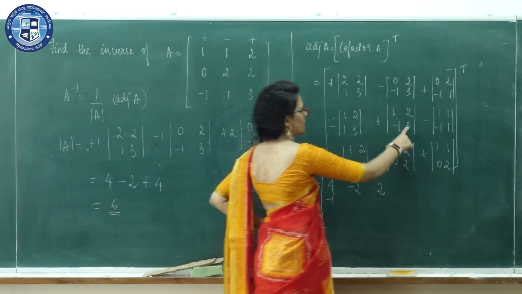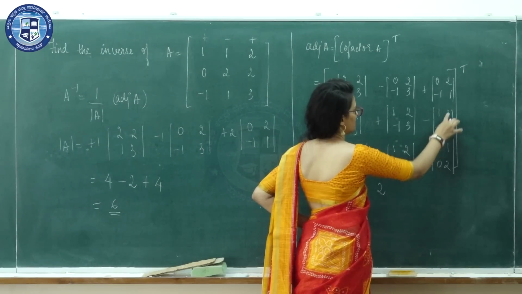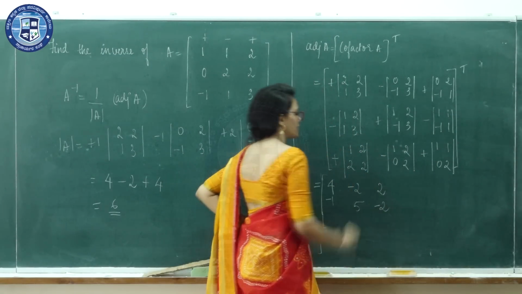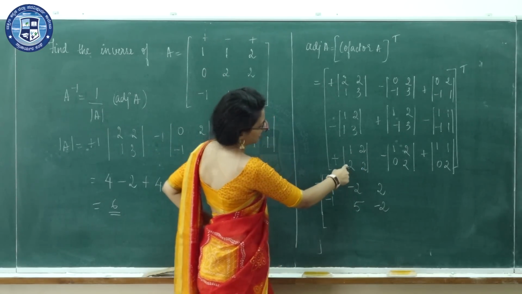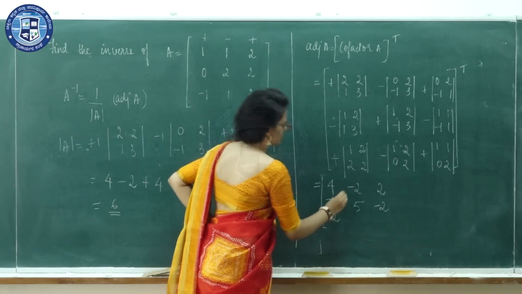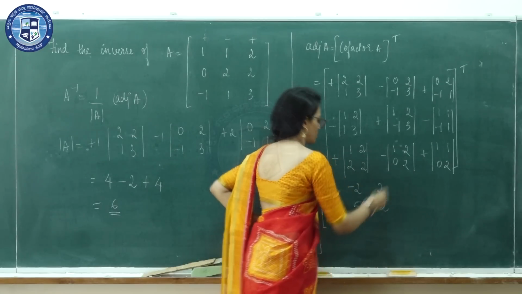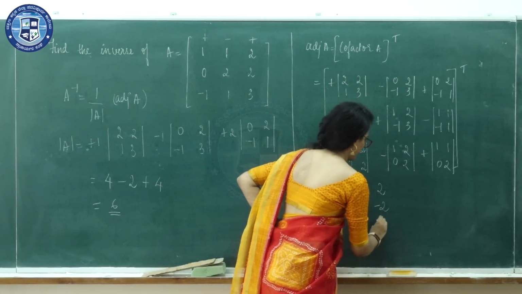Next we have 3 plus 2 is 5. Next we have 1 plus 1 is 2. There is a minus sign outside, so minus 2. Here 2 minus 4 is minus 2, minus 2. Here you have 2 minus 2, here you get 2.